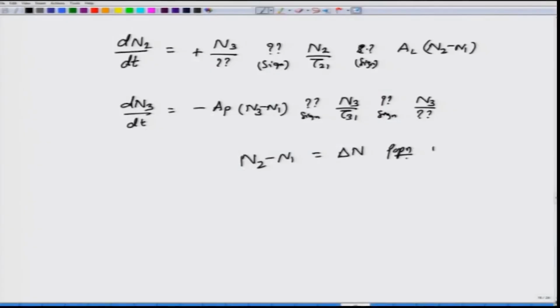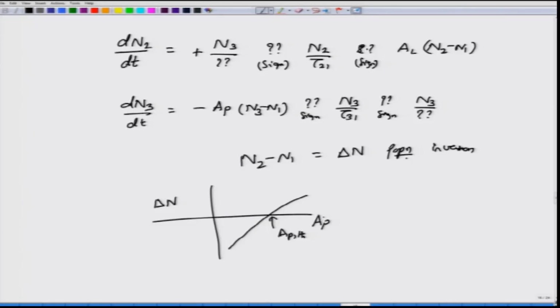So, what you actually expect is that this delta N will be negative when the pumping is not very strong, and as the pump increases, at a certain critical or threshold pump power, delta N becomes equal to 0, which means N2 will be equal to N1. Once the pumping increases beyond this threshold value, remember AP is proportional to phi p delta F B12, or rather B13 or B31, whatever that is. So, it is phi p delta F, it is the pump photons that we are talking about.